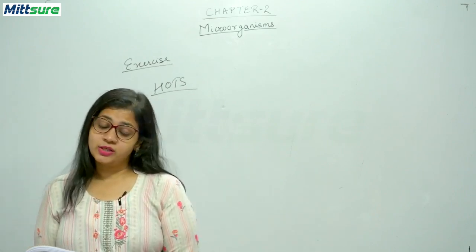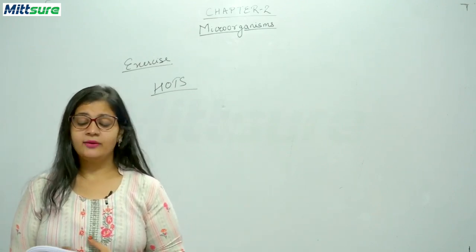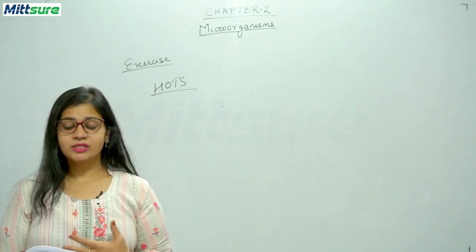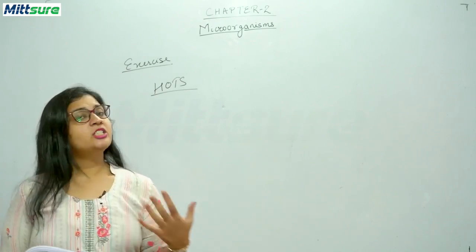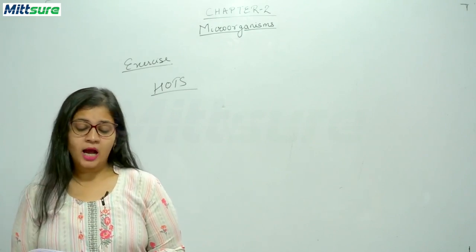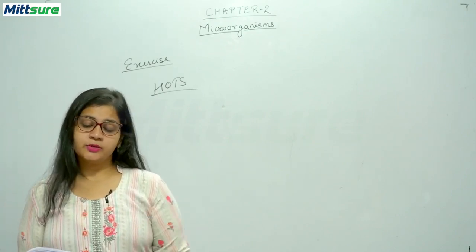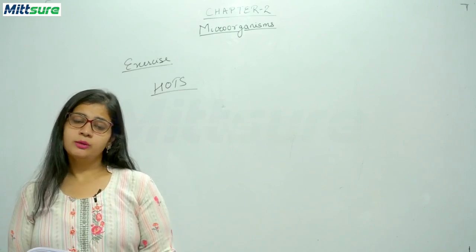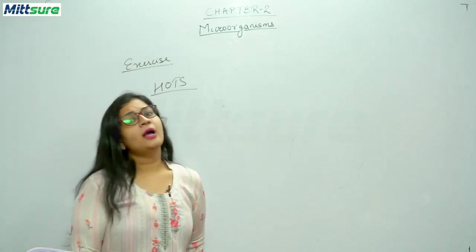Now the second question is, vaccines are dead and weakened disease causing microorganism injected into a healthy person's body. Then how do they provide immunity from disease to the body? कैसे provide करते हैं? How come?